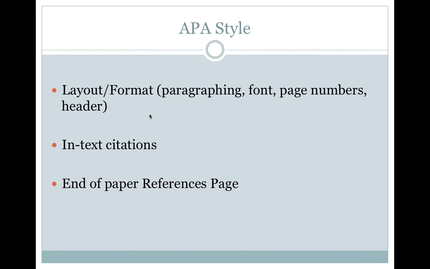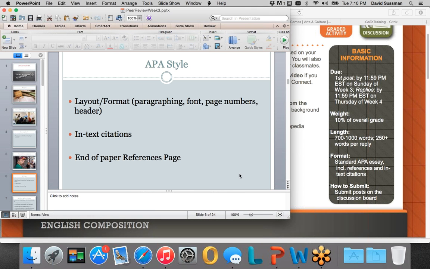APA covers 3 things. First of all, issues of layout and format. This is what I covered in the video, or if you looked at the PDF. Issues of paragraphing, font size, page numbers, headers, all that kind of fun stuff. But there are two other issues that we're going to get into today: in-text citations and the references page. And actually, I'm going to purposely go out of order because I think my next slide deals with citations. I'm actually going to begin with the references page because this is much easier. So let's start with the easy thing.